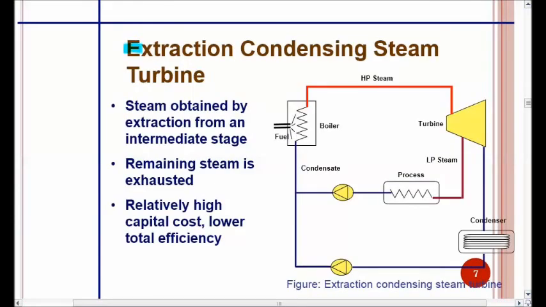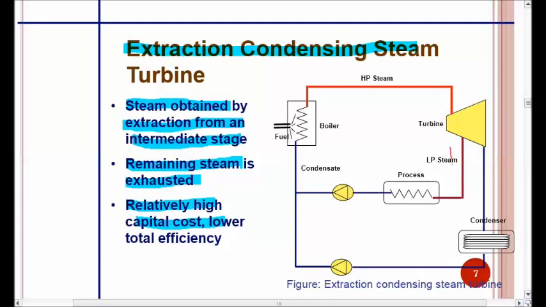So let's go forward and learn about the extraction condensing steam turbine. Here the steam is obtained by extraction from an intermediate stage. The remaining steam is exhausted, and this type of turbine has a relatively high capital cost and lower total efficiency. In this type of turbine, the useful steam required for any process is taken from an intermediate stage, while the last stage, the exhaust stage, is directly condensed.